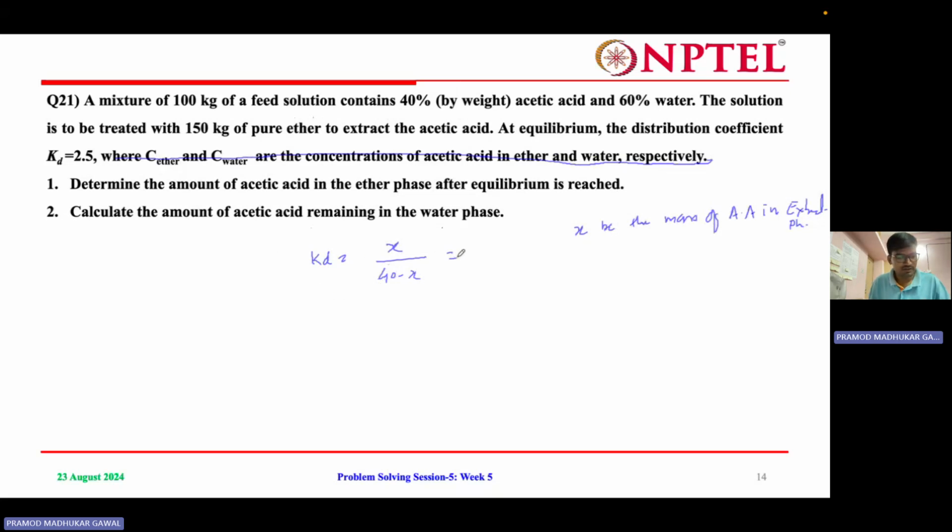So Kd value given is 2.5, right? To calculate the x, we get 28.57 kg. That's the answer of the first question. And second, calculate the amount of acetic acid remaining in the water phase. To calculate this, just take 40 minus this x, 28.57. This is 11.43 kg. The answer of the second question.